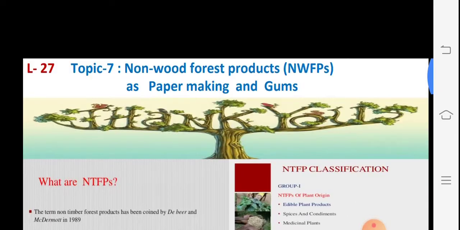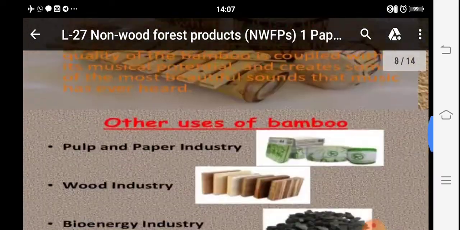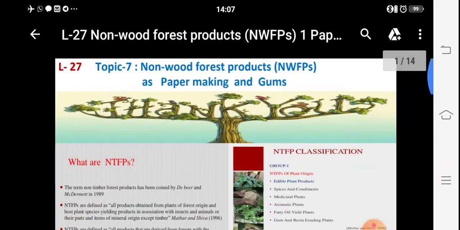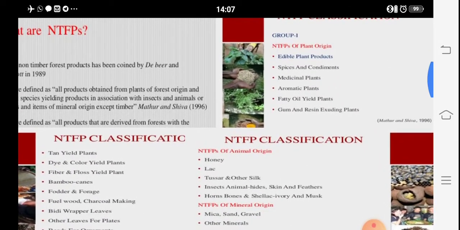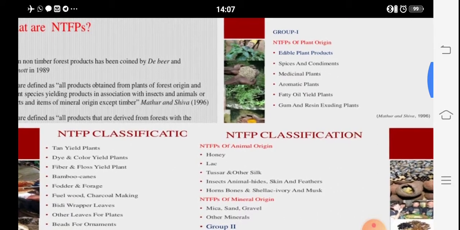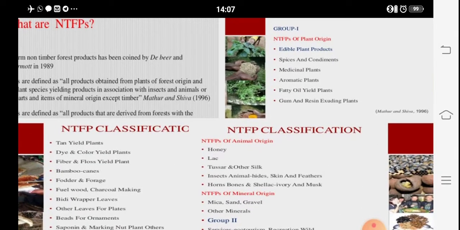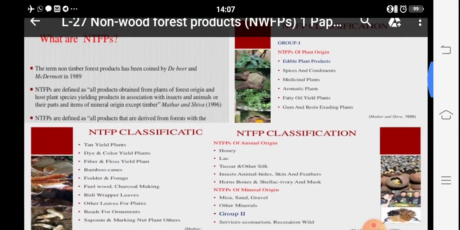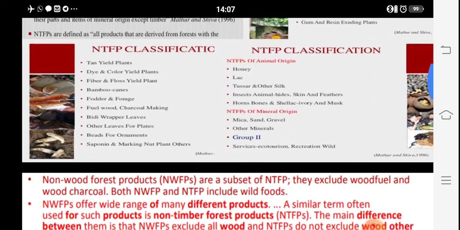Then the second term is there, NTFPs, which generally are related to this character, having edible plant products, spices and condiments, medicinal plants, aromatic plants, fatty yield plants, gums and resins, excluding timber plants.